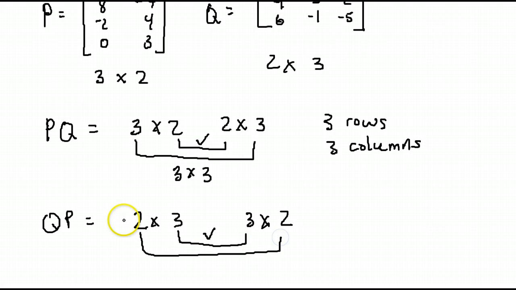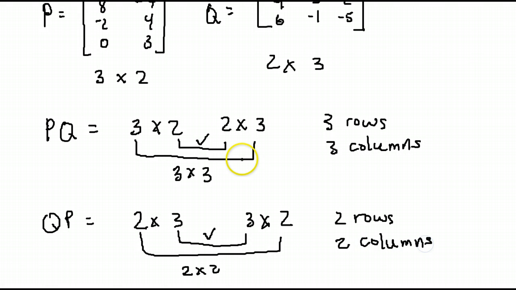But let's look at our outer. We have a 2 and a 2. So our answer matrix is going to have 2 rows, 2 columns, which is completely different than a 3 by 3. So when you multiply matrices, it's important to make sure you multiply them in the proper order. Because using the commutative property, where you switch them, you will get a completely different answer.